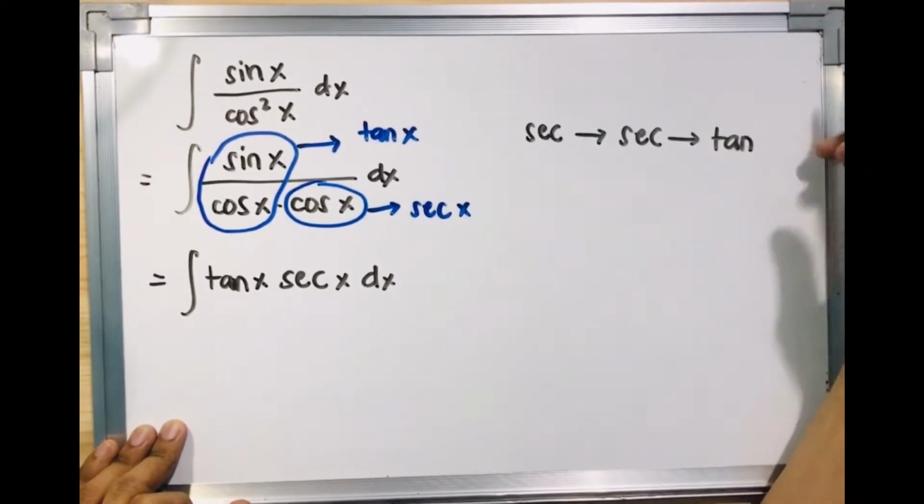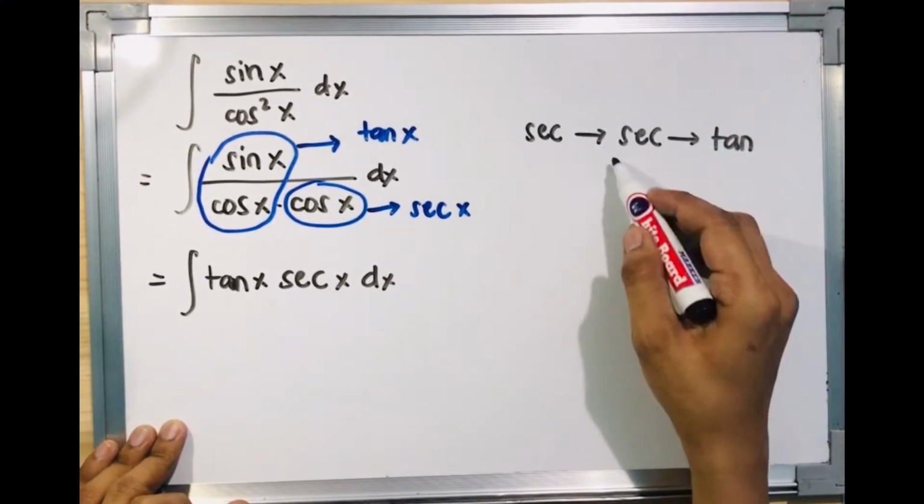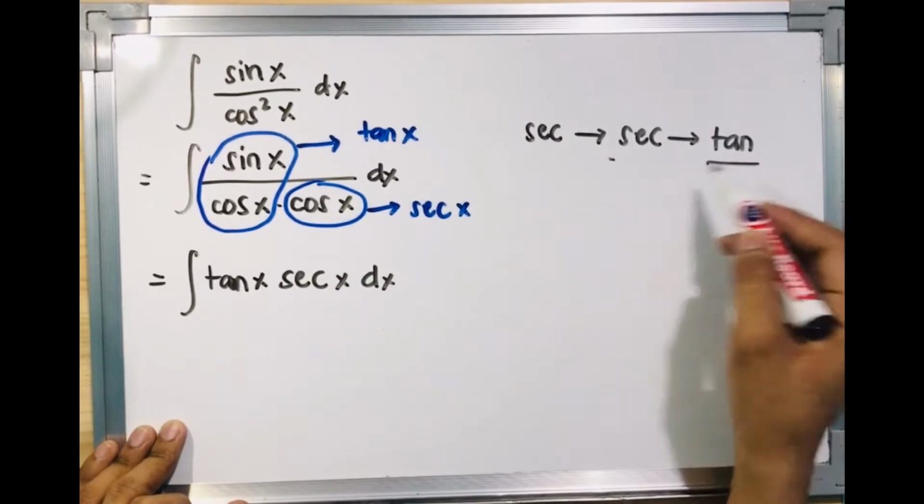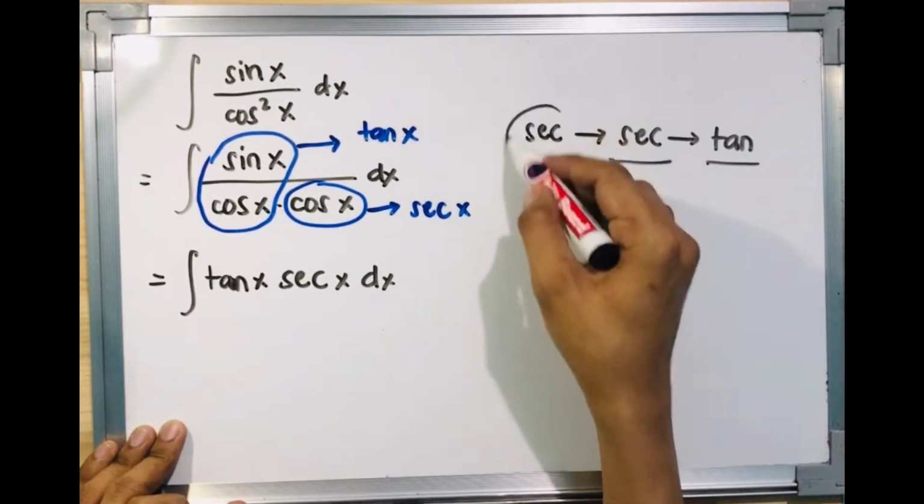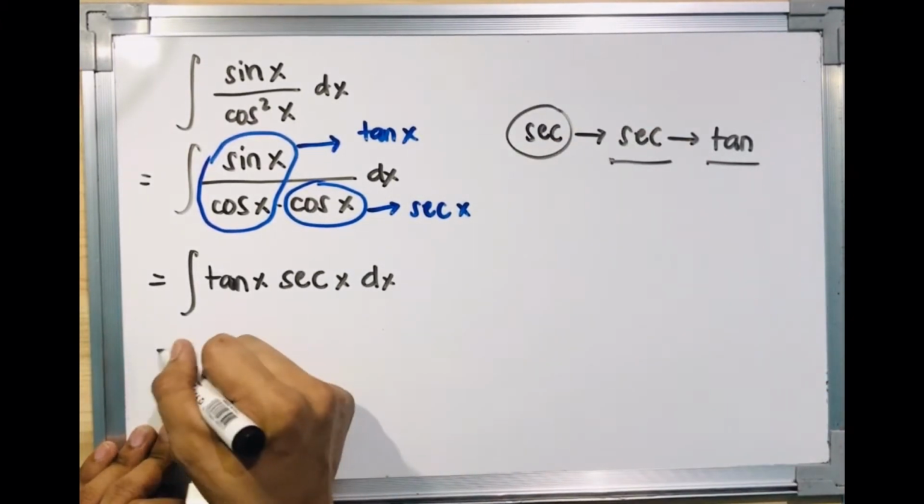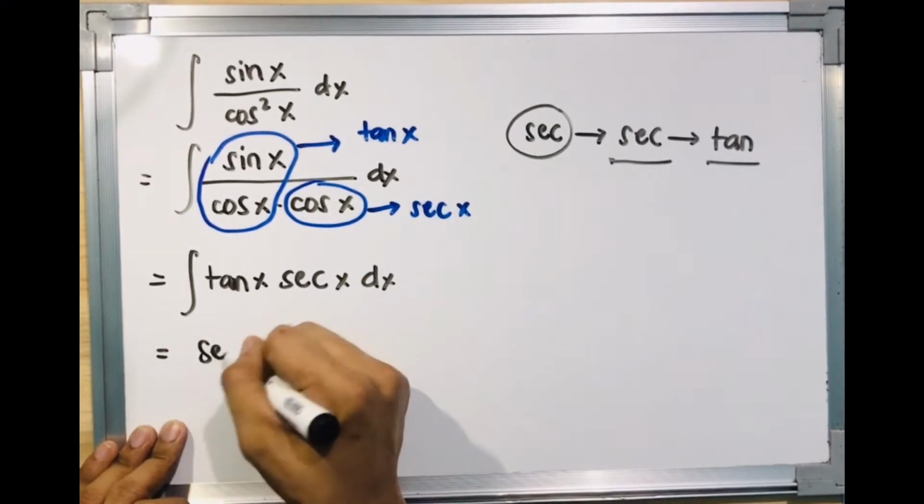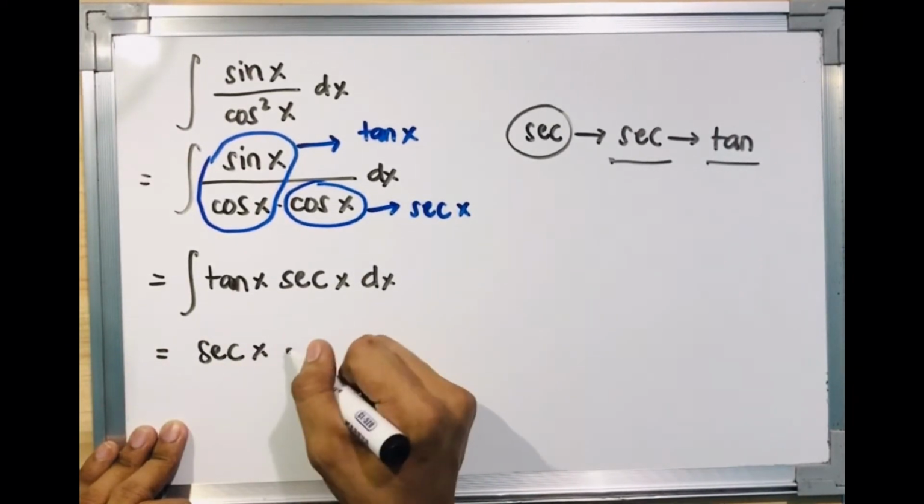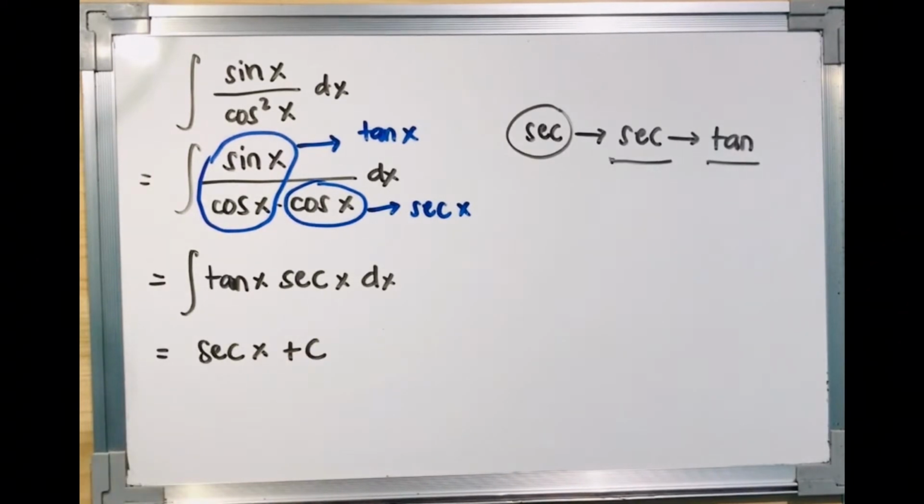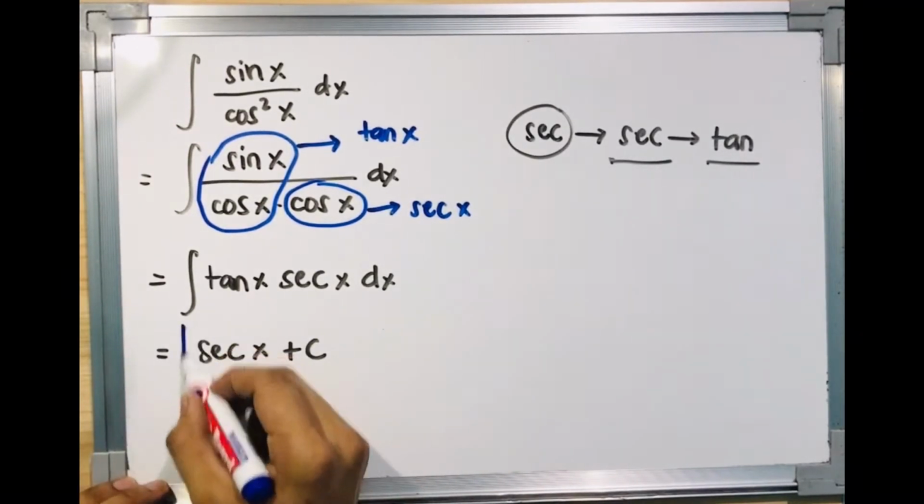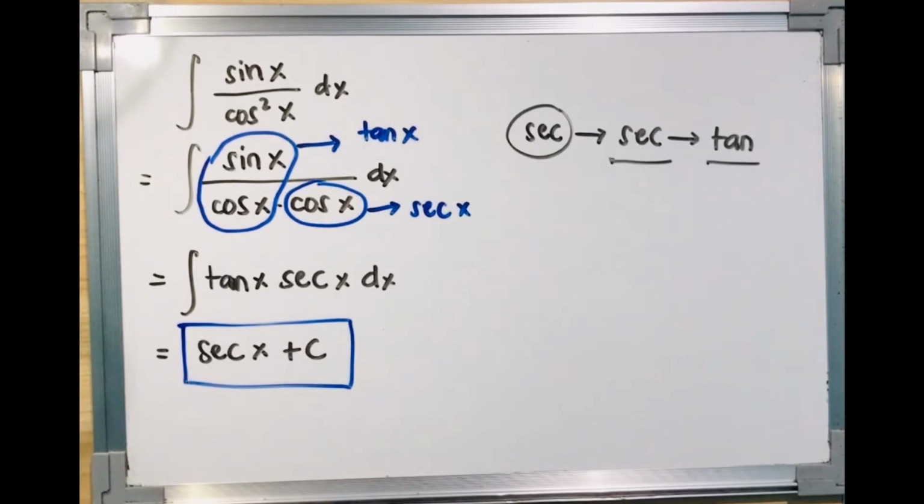Okay? So, kung meron tayong secant or tangent tapos secant, edi ang matitira natin is secant. Therefore, the integral of this one is secant x plus c. Napakadali. Ito na yung final answer natin. Alright, let's proceed to the next problem.